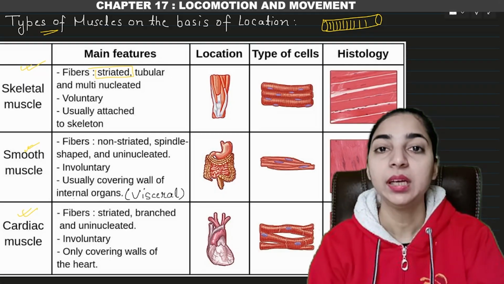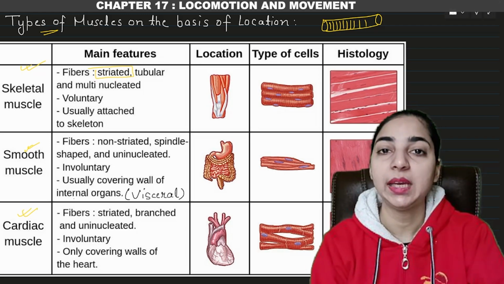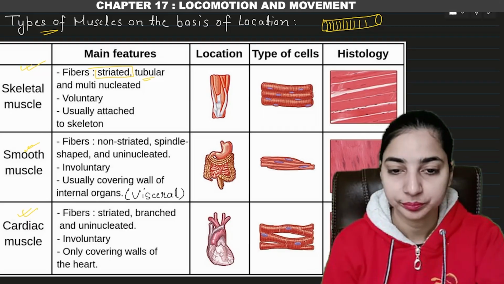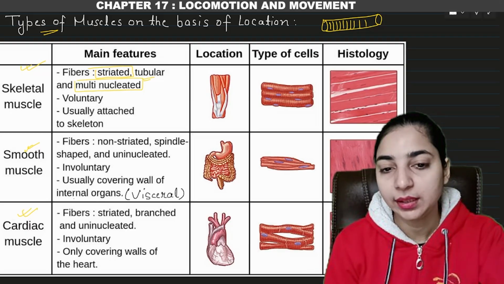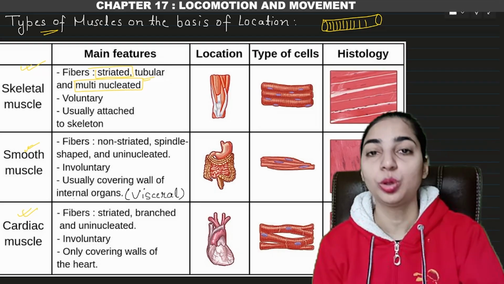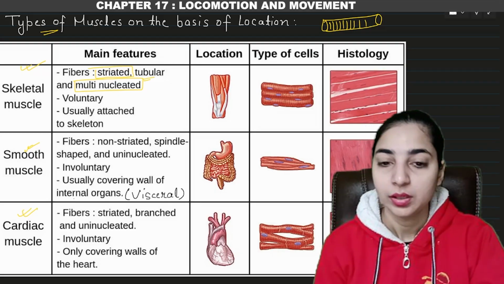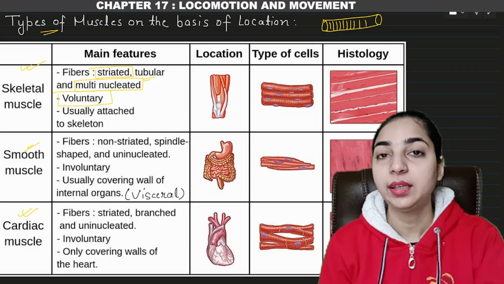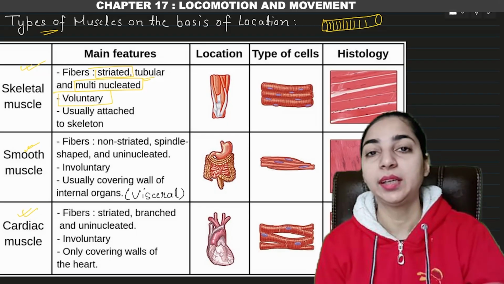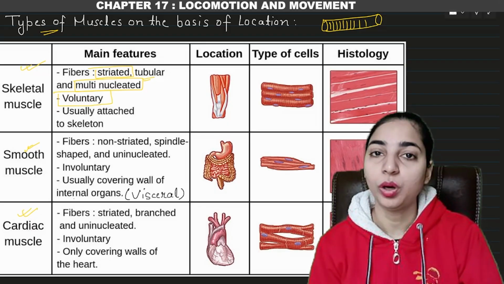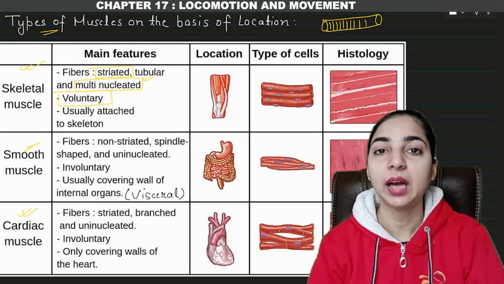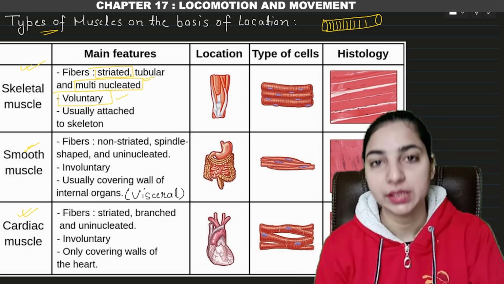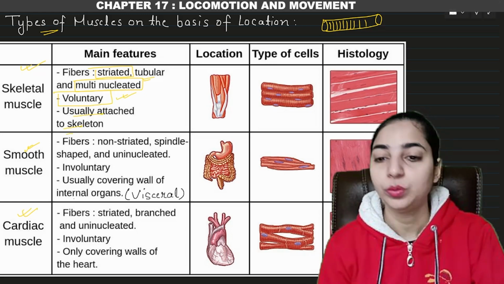The skeletal muscles are striated muscles because they have stripes all over their surface, right? And tubular because they are cylindrical in shape. And multinucleated, that means each muscle fiber will consist of more than one nucleus. So these are multinucleated. These are voluntary because the activity of the skeletal muscle is under direct control of our neural system. So if we want to move, then only we will move. It is under our control, or under the control of our nervous system. Therefore, these are voluntary muscles, and these are usually attached to the skeleton.